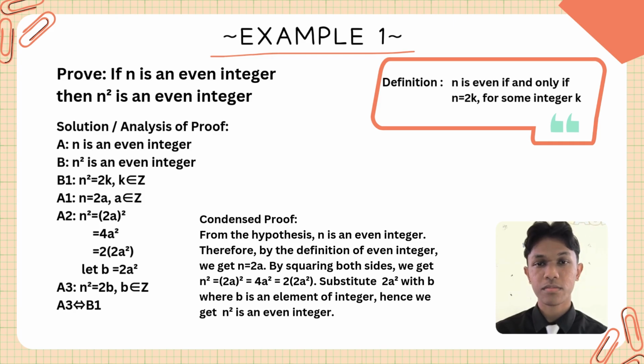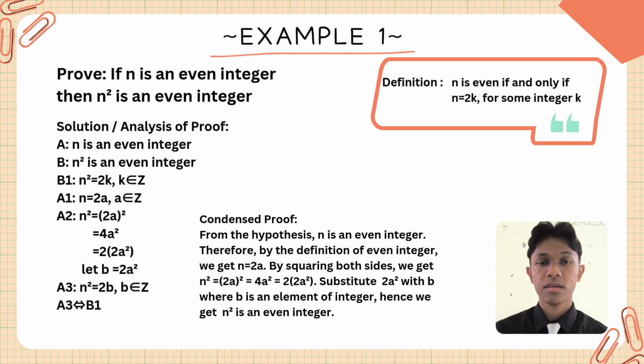So our hypothesis will be n is an even integer and our conclusion will be n squared is an even integer. Now write that down as A and B. Okay, next we will do our backward method. So B1 will be n squared is equal to 2k.